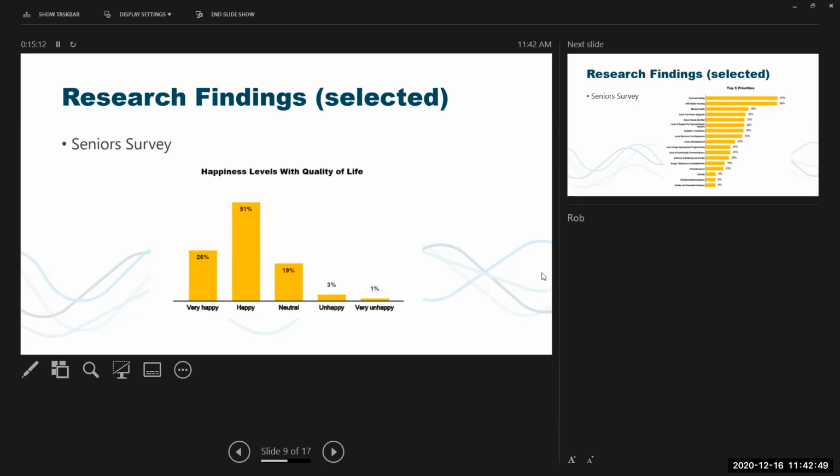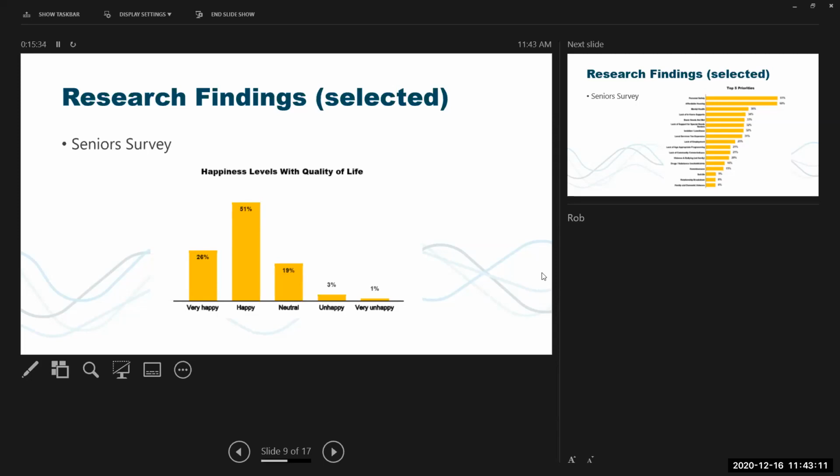So happiness levels, similar distribution really to the youth, probably a little bit higher in the happiness level, a little bit lower in the unhappiness. But it makes me wonder what it might be if we had fielded that and asked people about how they feel about things now. So that was the happiness one.